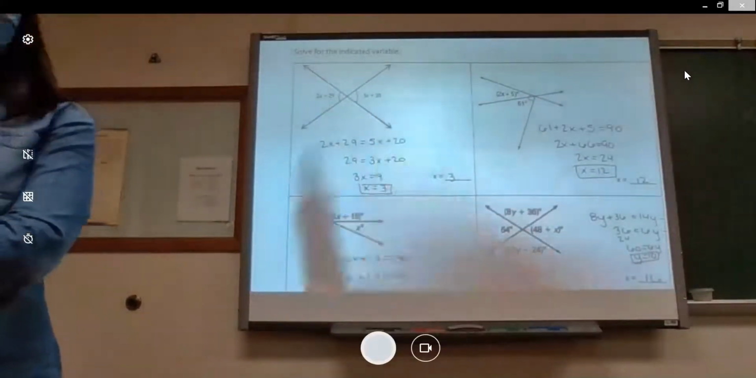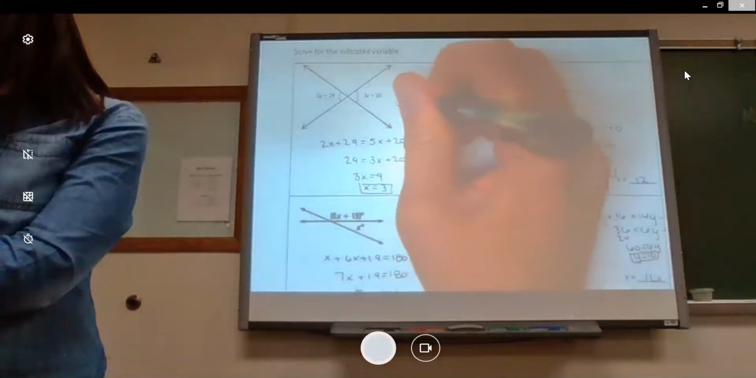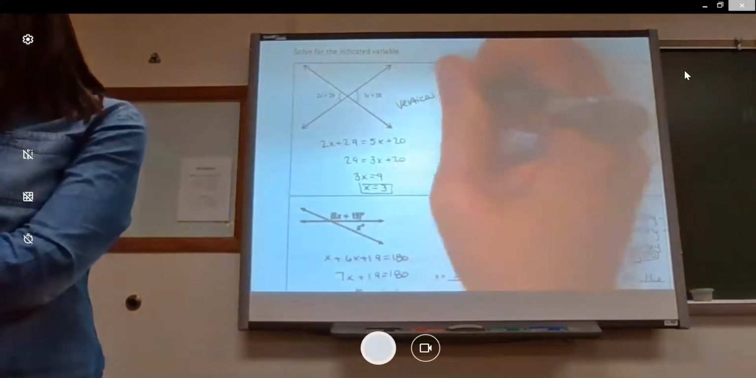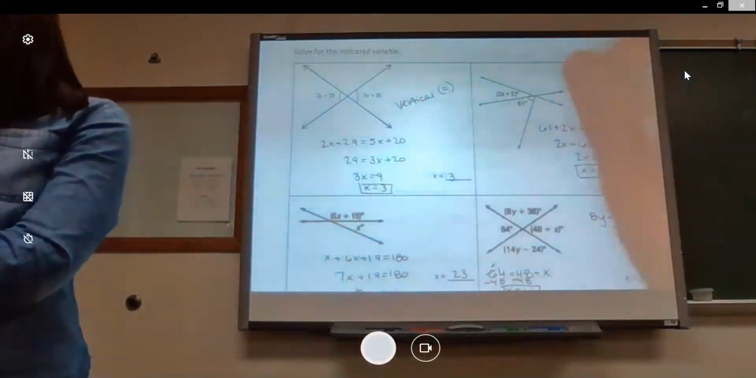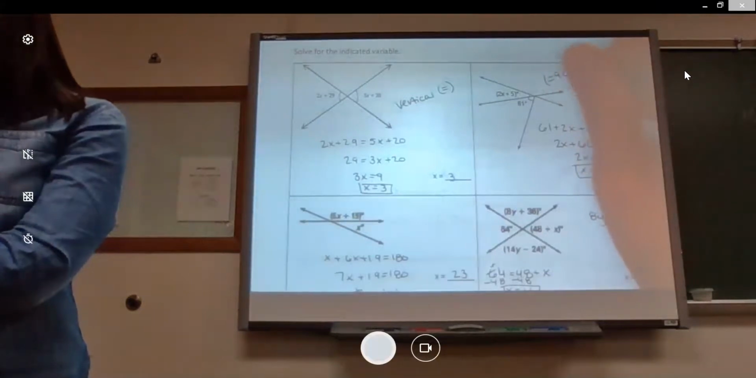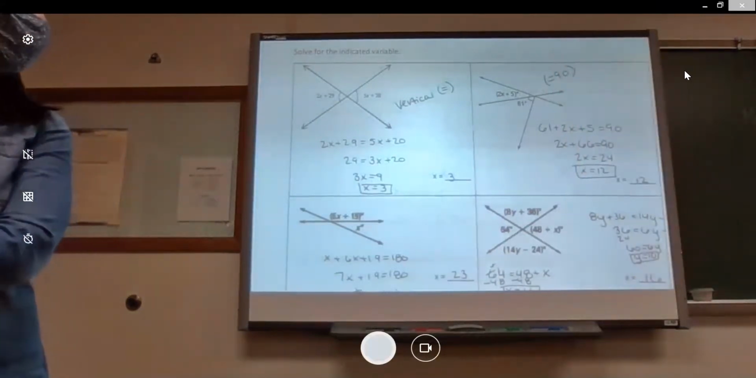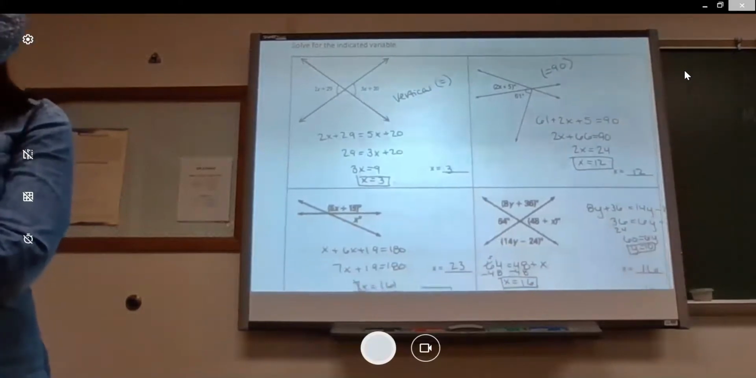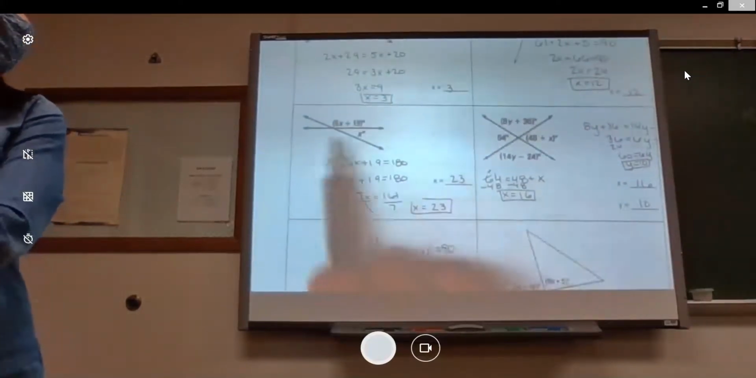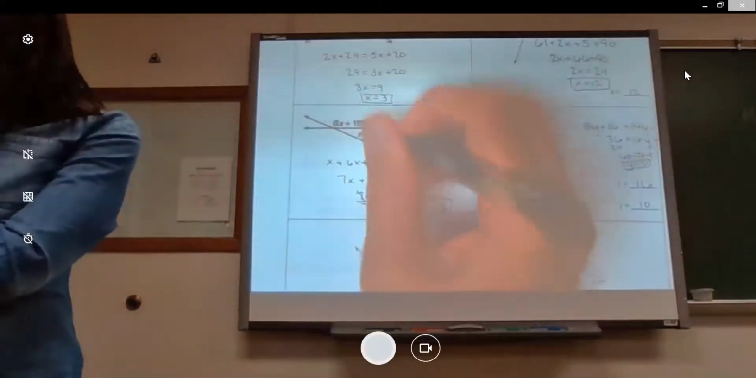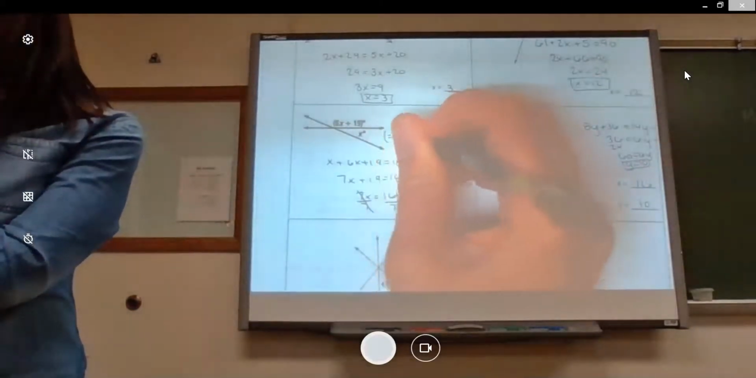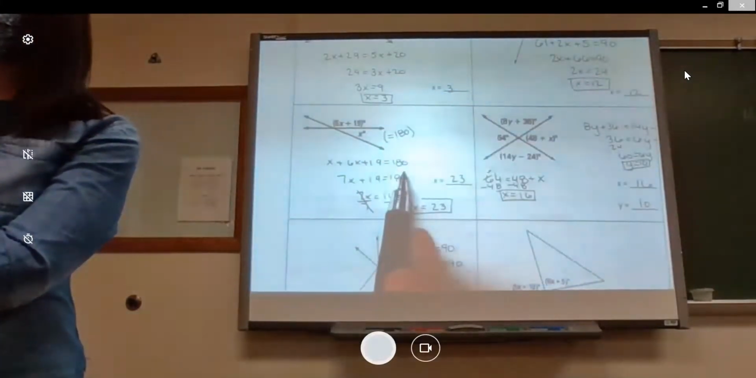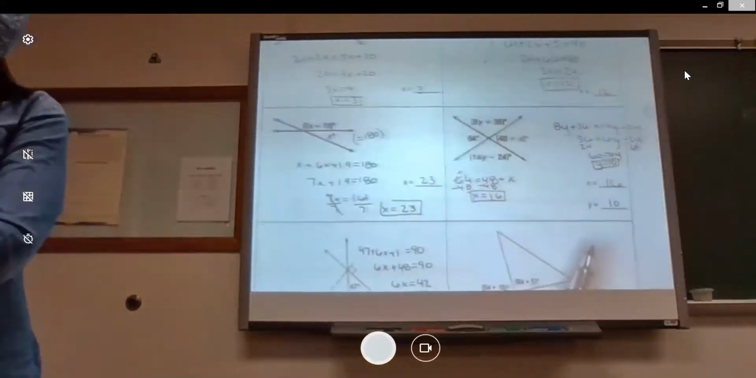So these are vertical, which means I can set them equal. These are complementary, so I know that they add up to 90. Okay, so I get 3 and 12. So if you just want to note the final answer so you can check yourself. These are creating a line, so I know that they equal 180, and that's what I set up my equation as. This one's a little tricky.